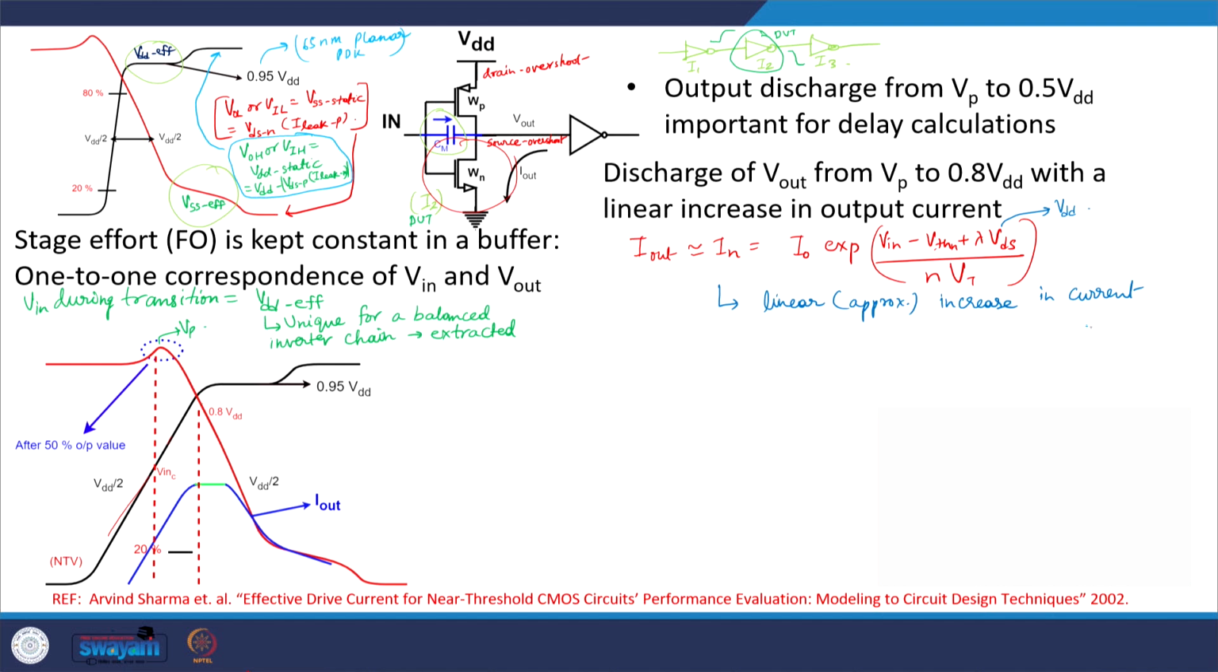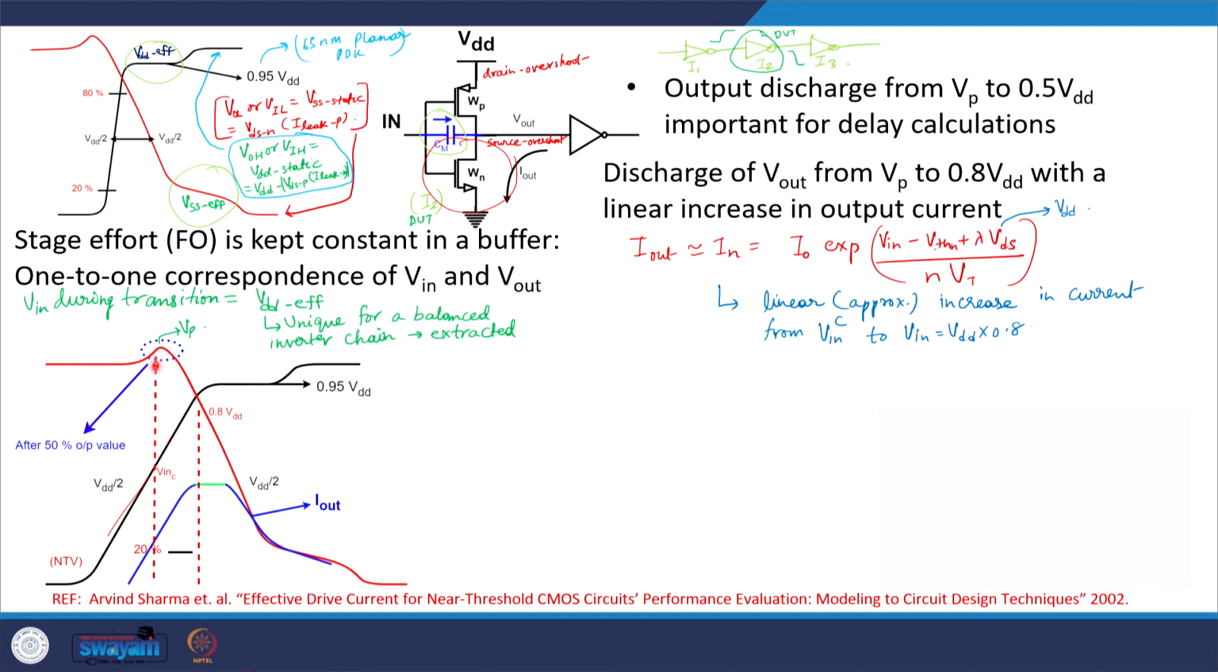So, there is a linear increase in the current from what we call V in C to V in equal to VDD into 0.8. So, what is this V in C? V in C is the voltage of input when the output overshoot attains its peak value, that is the corresponding input voltage, and that is unique again, because when you increase the stage ratio in a balanced inverter chain, you would find that there is a one-to-one correspondence between the input and output voltages.